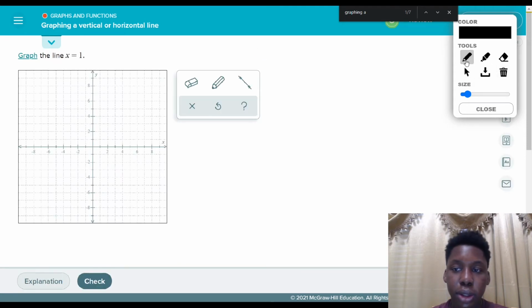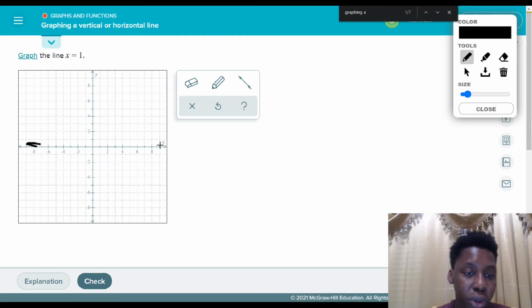Now we're asked to graph x equals 1. Remember, when we're graphing x, we have to make the line vertical. This is x equals 1. In order for us to graph this, we can't draw a horizontal line, we have to draw a vertical line. When we draw a vertical line here, that's when we'll be able to graph the line x equals 1, because the x-axis is the horizontal line here, these lines.